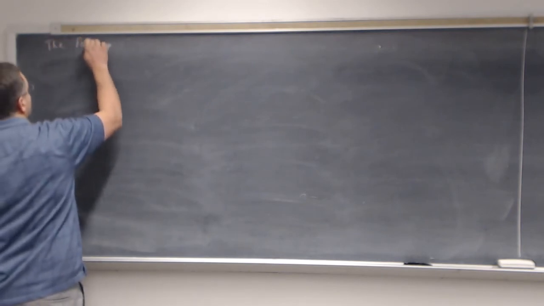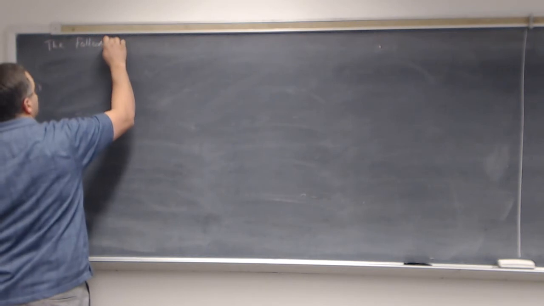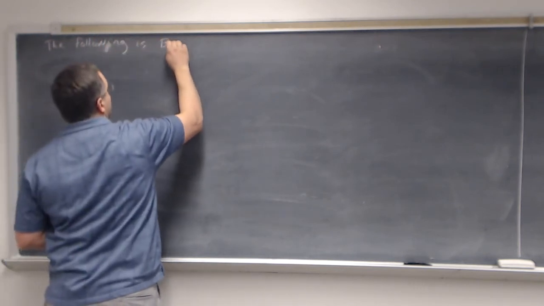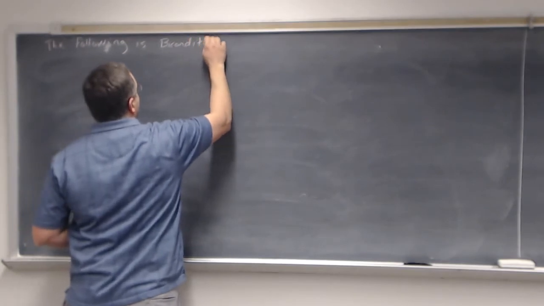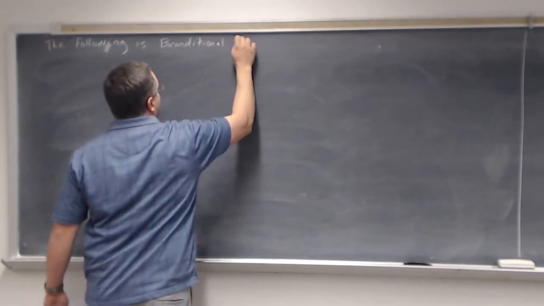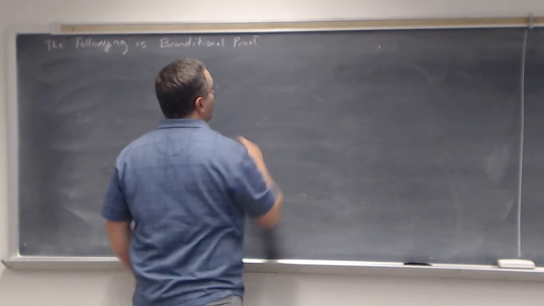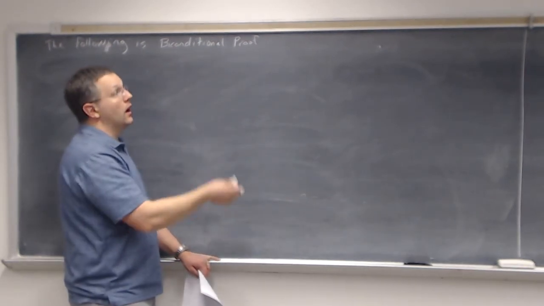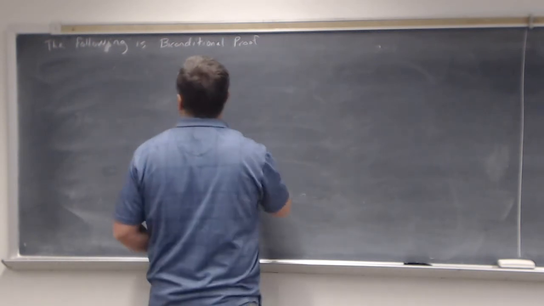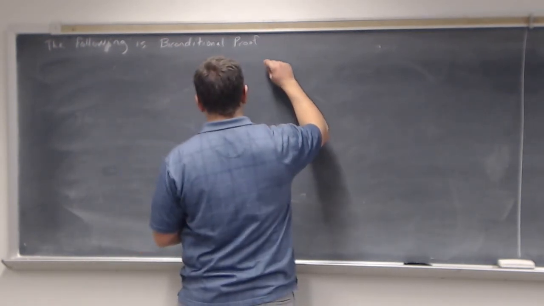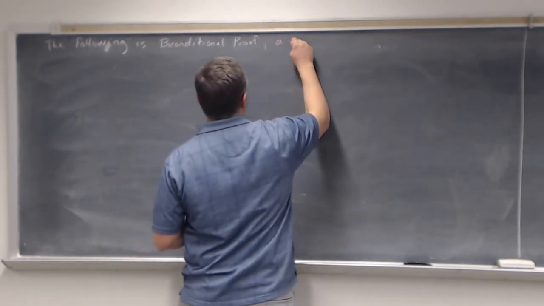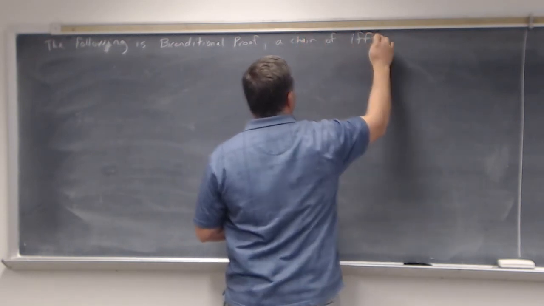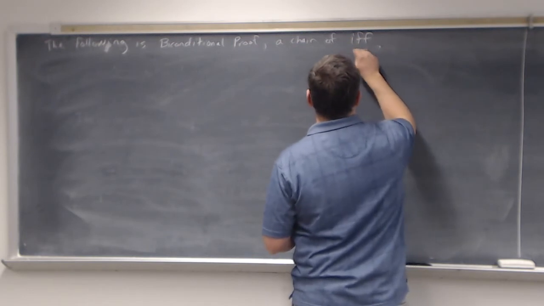The following is what I call a biconditional proof. I'm going to be proving both directions of an if and only if statement at the same time. So this following is a biconditional proof, a chain of if and only if statements, or biconditional statements.